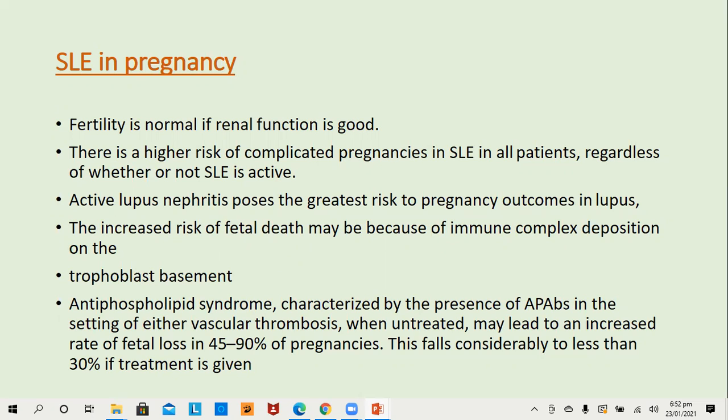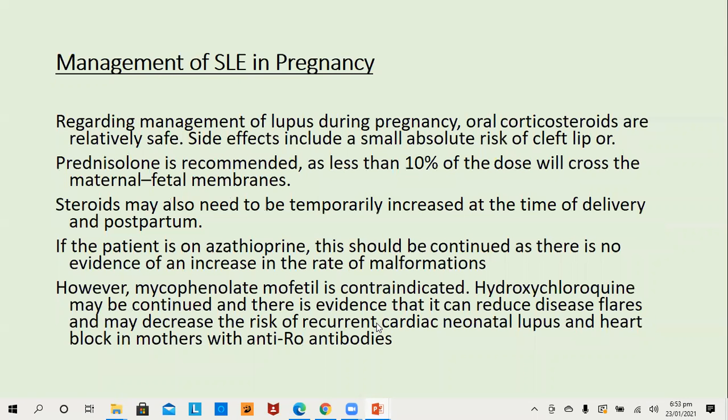The increased risk of fetal death may be because of immune complex deposition on the trophoblast basement membrane. Antiphospholipid syndrome is characterized by the presence of antiphospholipid antibodies in the setting of vascular thrombosis. When untreated, it may lead to an increased rate of fetal loss in 45 to 90% of pregnancies. This falls considerably to less than 30% if treatment is given. Antiphospholipid syndrome we will discuss in detail in the next lecture.